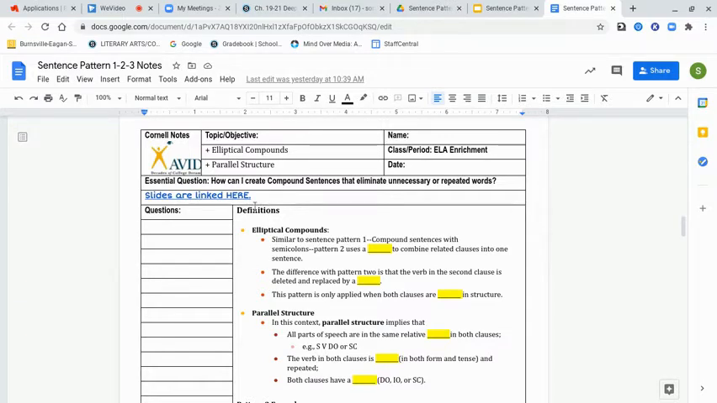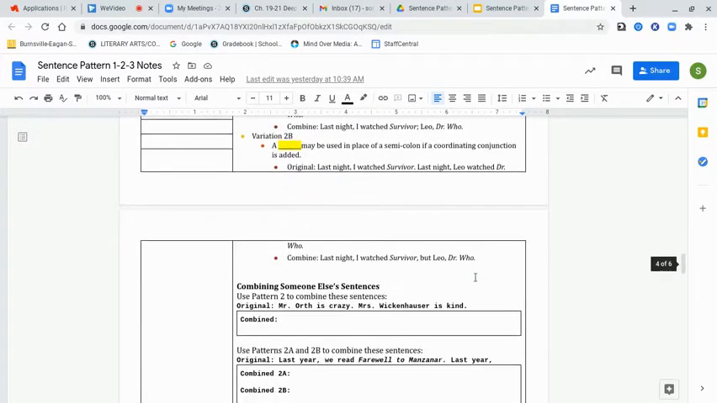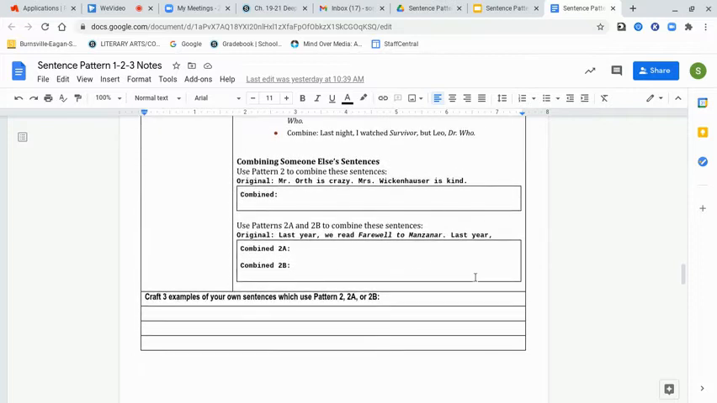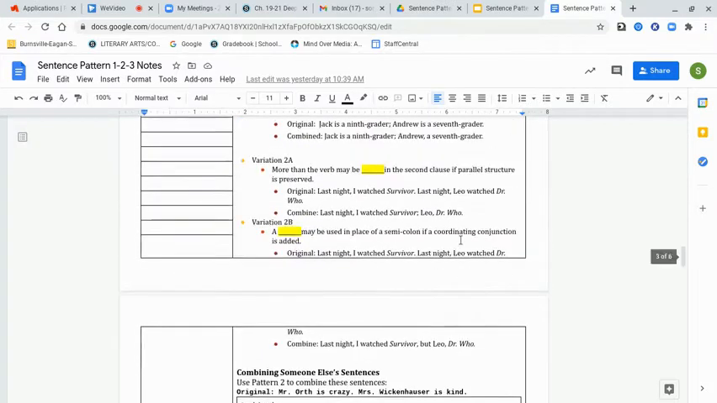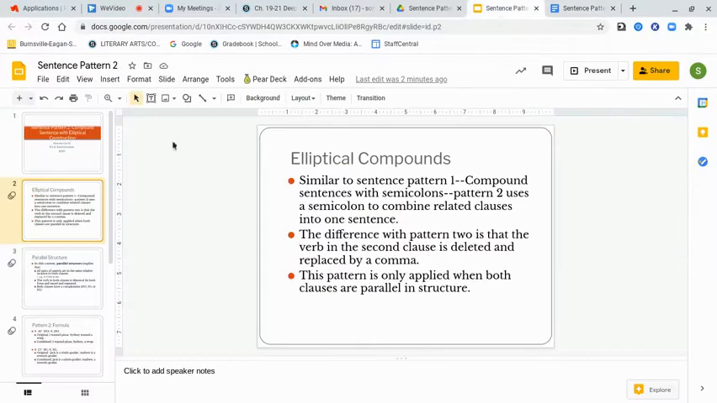As before, the slides are linked into your notes document. You'll fill in your notes, and then you will go ahead and do the combining of sentences and crafting your own sentences using patterns and the variation of pattern 2. Let's look at the notes.